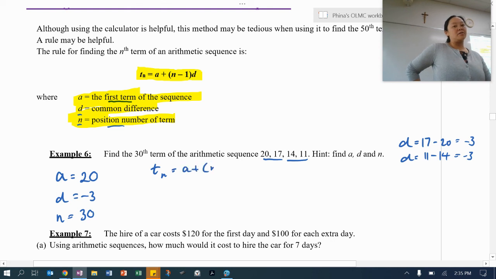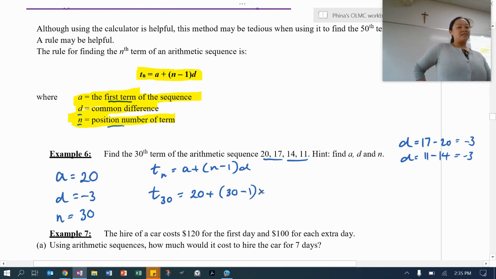So I'm just going to write the formula out. Minus 1 D. Guys, come on. Can we stop? So N is 30. So we write T 30 is equal to A, which is 20, plus N, which is 30, minus 1, and then D, that there is a times -3. So you worked out the first term of the sequence, the common difference, position number of the term. You're substituting all these letters into that equation I gave you.